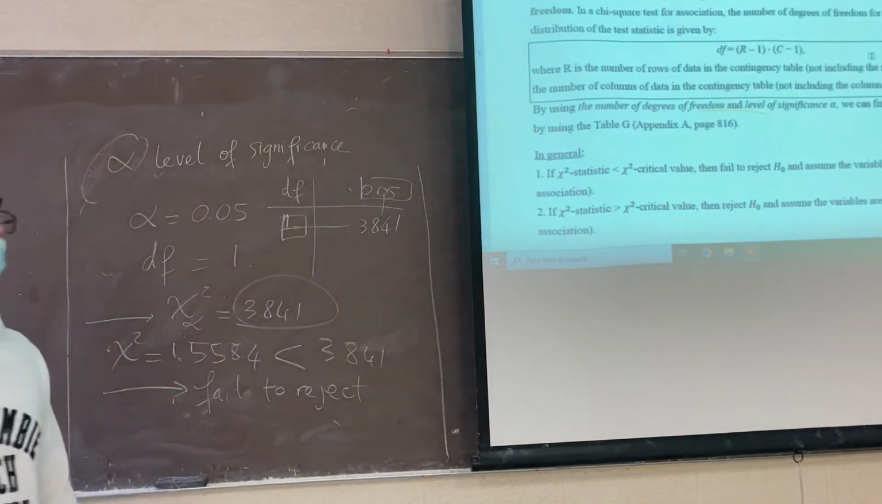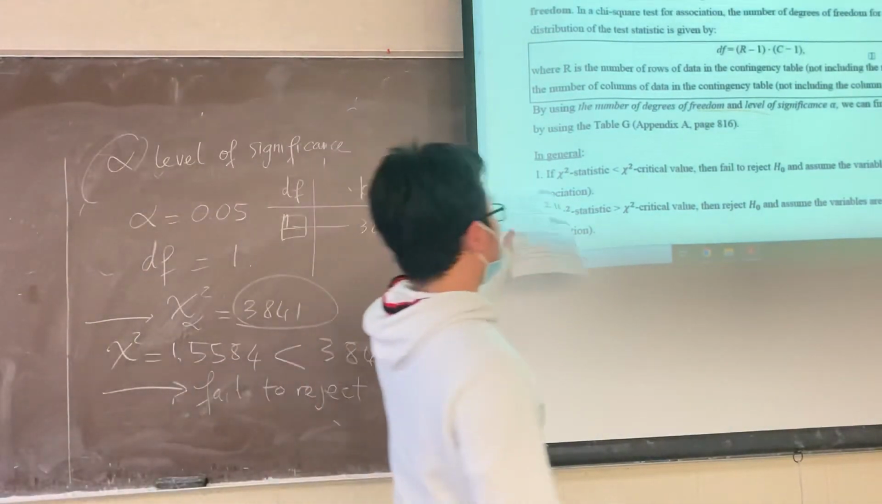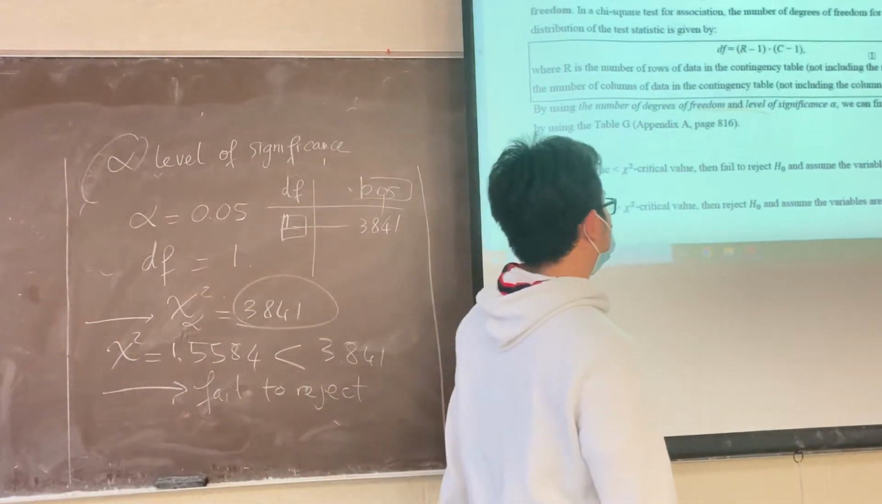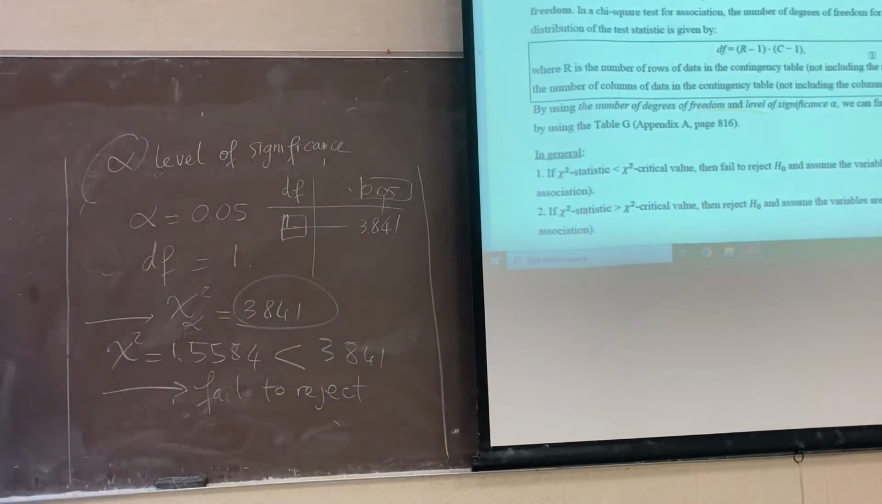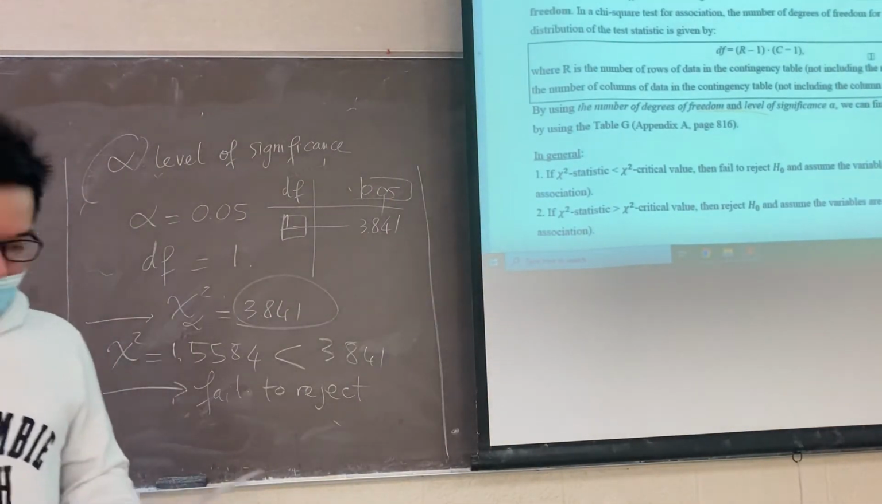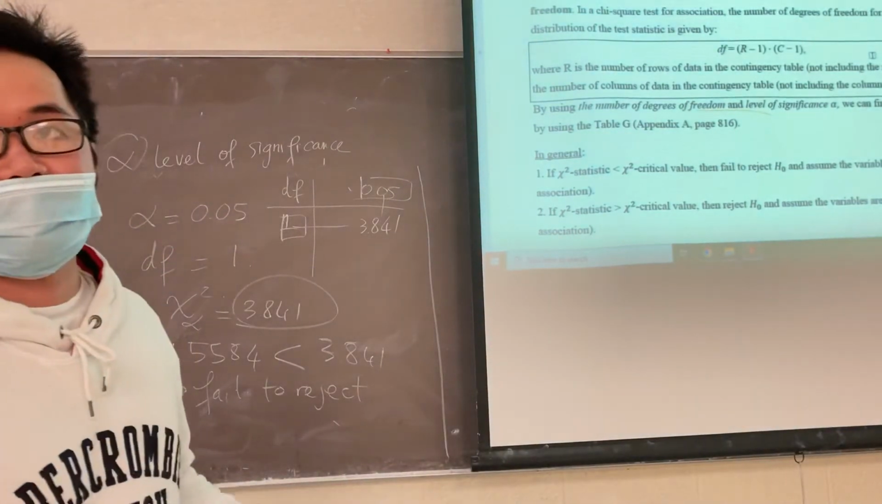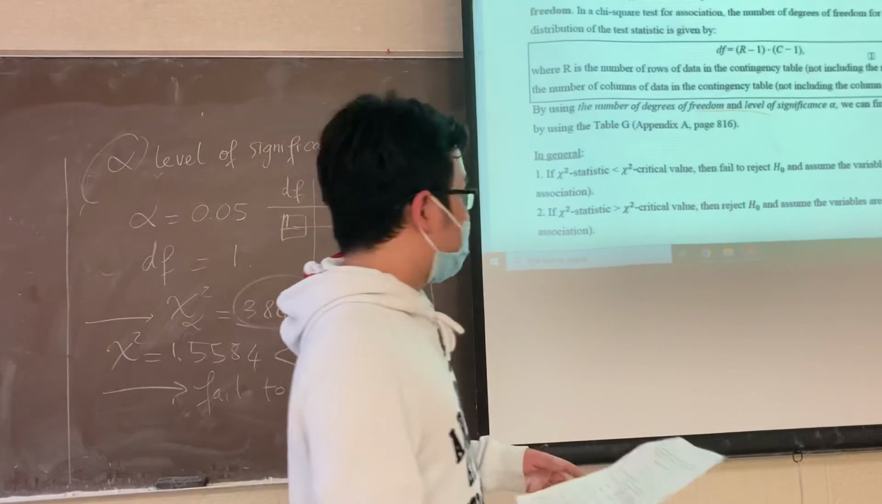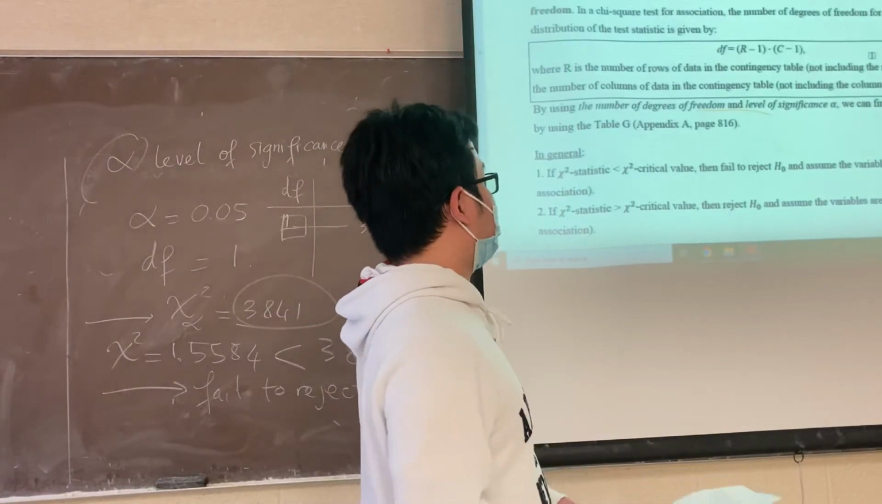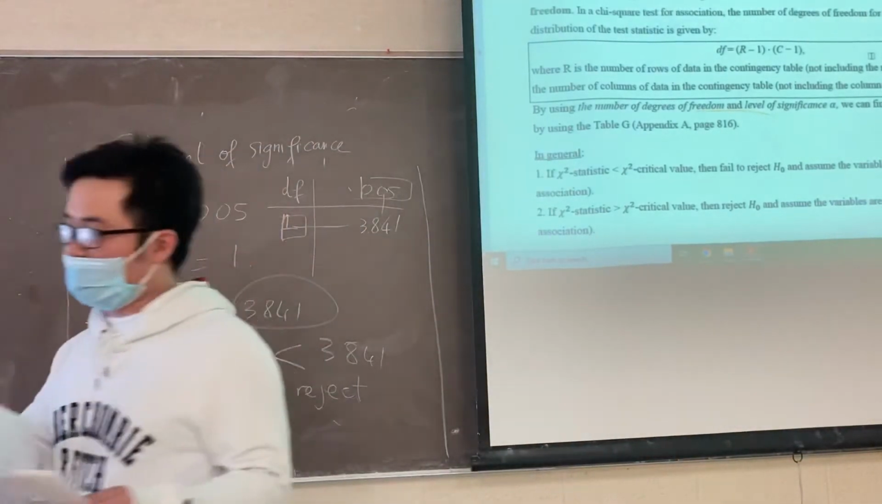Fail to reject the null hypothesis because the chi-square statistic here is less than the chi-square critical value, right? And after that, we will fail to reject this kind of hypothesis. Any questions so far? Okay, this is the way to do the hypothesis test. I will give you the example.